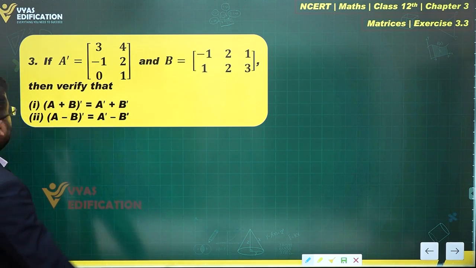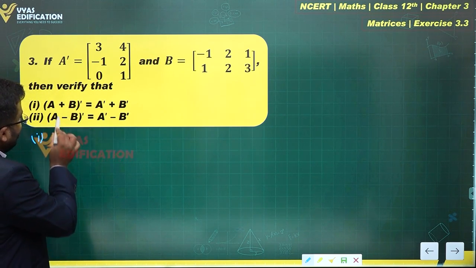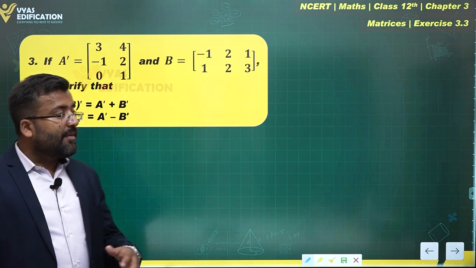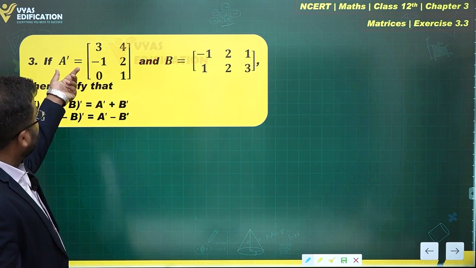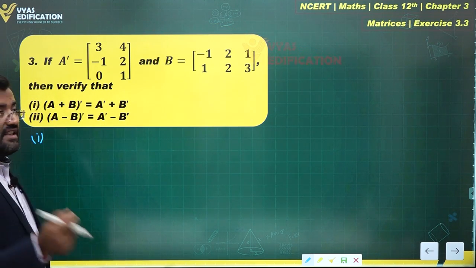Okay, let's begin with the first part. How do we approach the first part? For the first part, what I need is, on the LHS, I have A plus B and then I take the transpose. Now, am I given A over here? No, I am given A transpose over here, but I am given B. So first, let me find A using this A transpose.